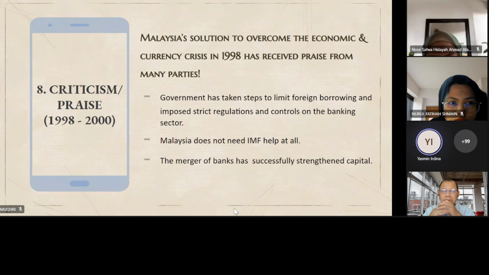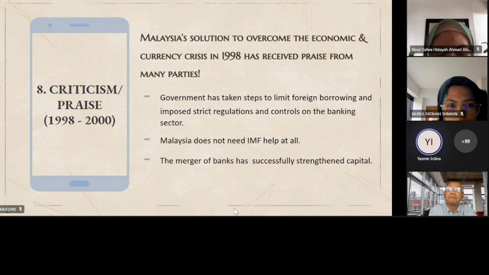Next point is Malaysia doesn't need IMF help at all to overcome the crisis. IMF stands for International Monetary Fund, and it is crucial for a country to cooperate with the IMF because the IMF is an organization of 190 countries, and its function is to secure financial stability, facilitate international trade, and so on. So it is quite risky for a country to not cooperate with the IMF. But then Malaysia did it. Malaysia did it without IMF help at all.